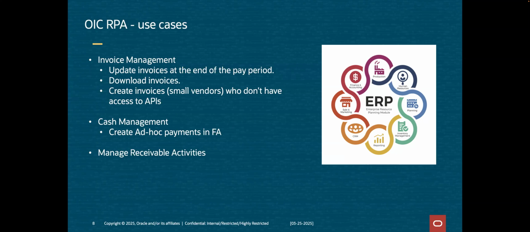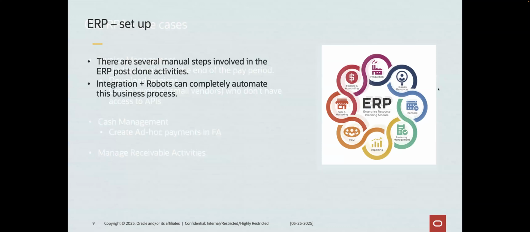You can definitely leverage robots to do them. Cash management has been another popular scenario where we have seen customers adopting RPA. You can create ad hoc payments in Fusion apps using robots. And you can also create manage receivable activities using robots. So these are some of the use cases we have seen customers adopting for, but this is just a subset of scenarios, but there are many other scenarios where RPA can fit in.